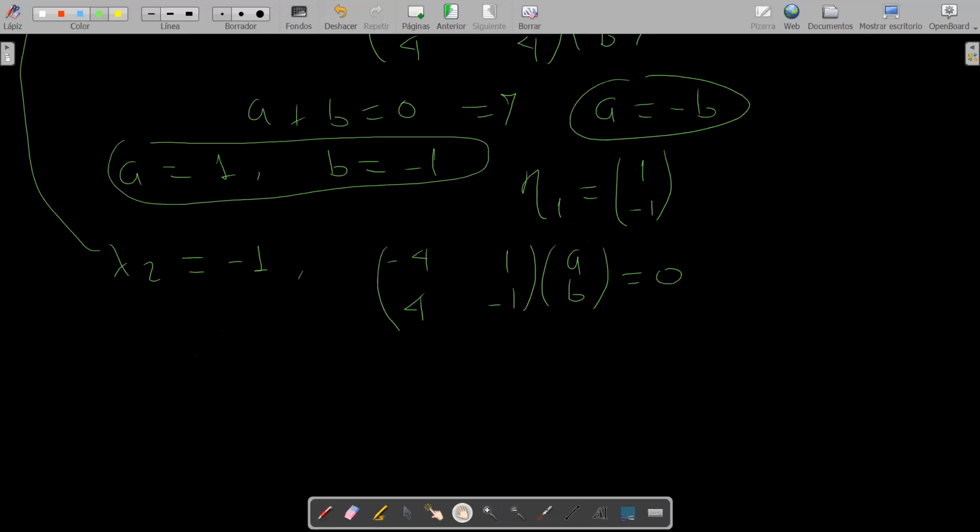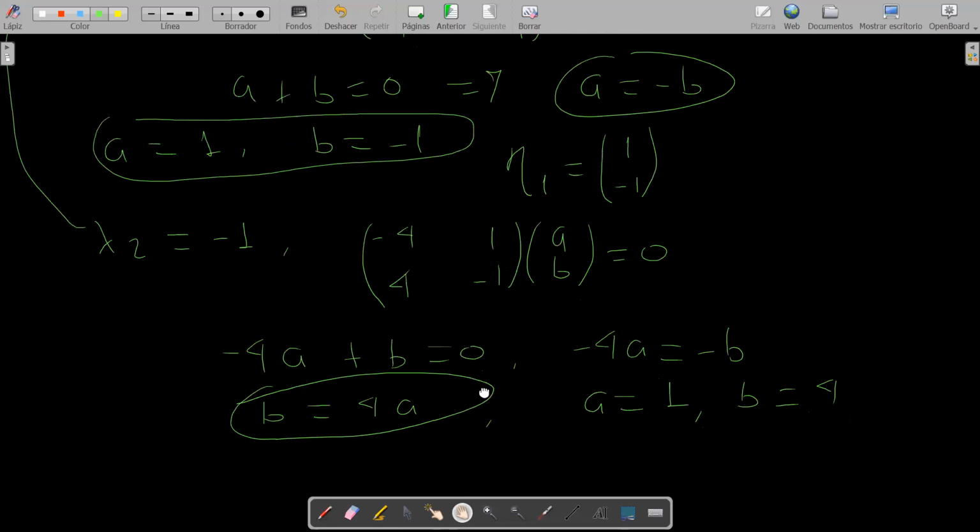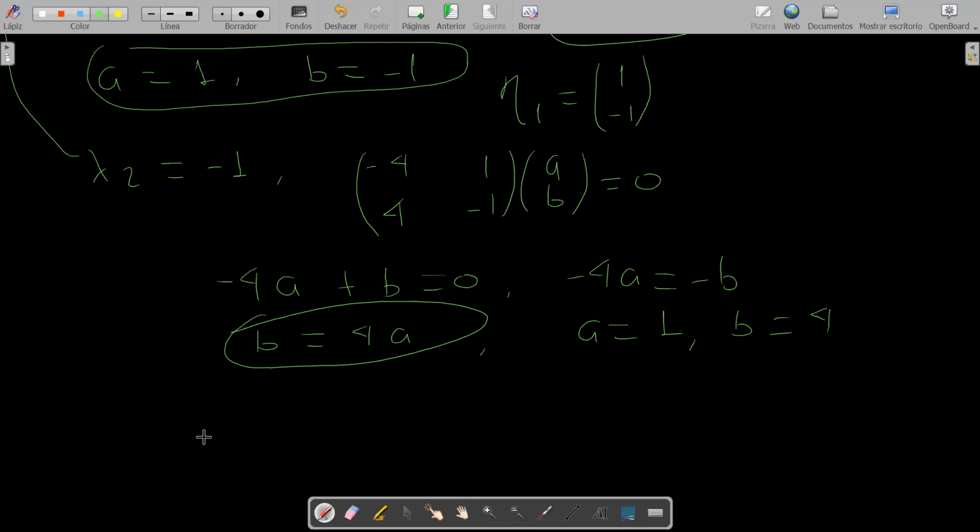And from here, we find the equation -4 times A plus B will be equal to 0. And from here, we see that -4A will be equal to -B. So B has to be equal to 4 times A. So if we use A equal to 1, then B will be equal to 4. And our second eigenvector will be 1 and 4.